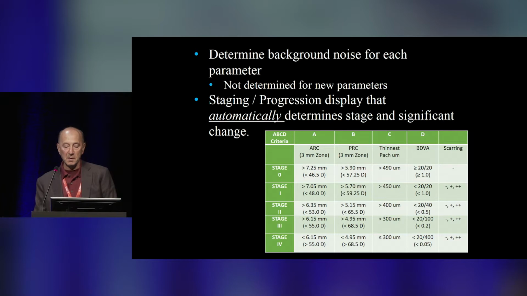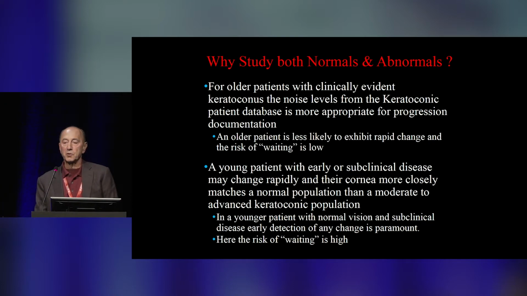Now, we had them for some, but the A and B were new parameters. And we decided it was important to study both normals and keratoconic to determine the noise levels. The reason for that is, in your very early, particularly your younger patients with very early disease, that measurement noise probably mimics the normal population. But in your older patient with more established keratoconus, ones that you may wait on to see if they progress, those measurements more closely mimic the keratoconic group.